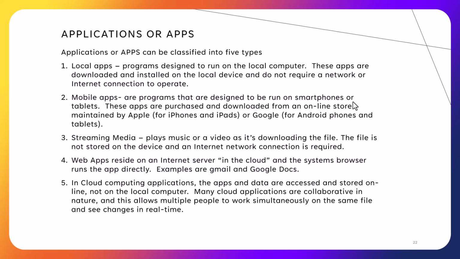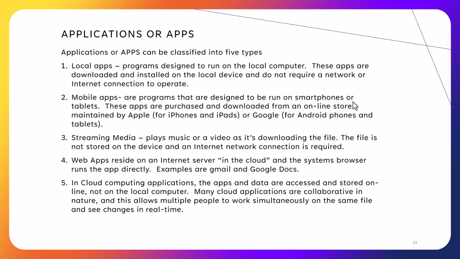Streaming media is music or video that's downloaded from the internet and played while it's downloading. This file is not stored on your device, and an internet connection is required to use streaming media. Web apps reside on an internet server in the cloud, and the system's browser runs the app directly. Gmail and Google Docs are examples of web apps. You access them with your browser or some app. Data is stored out there in the cloud. They're running, and your browser is basically the application that is running the app.